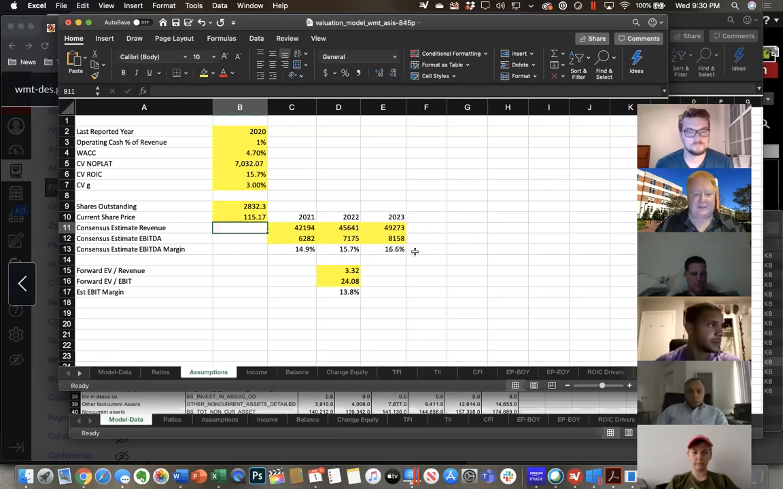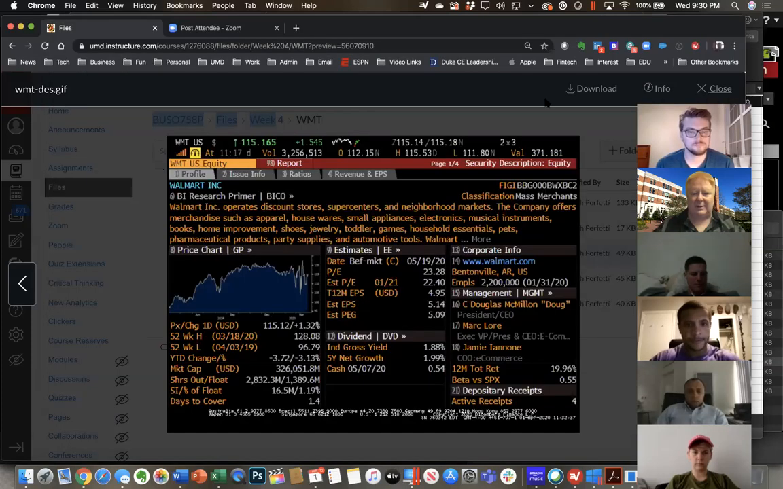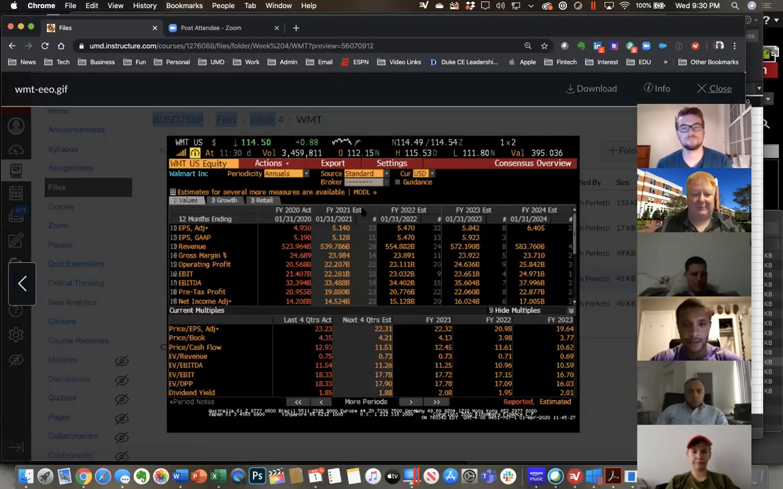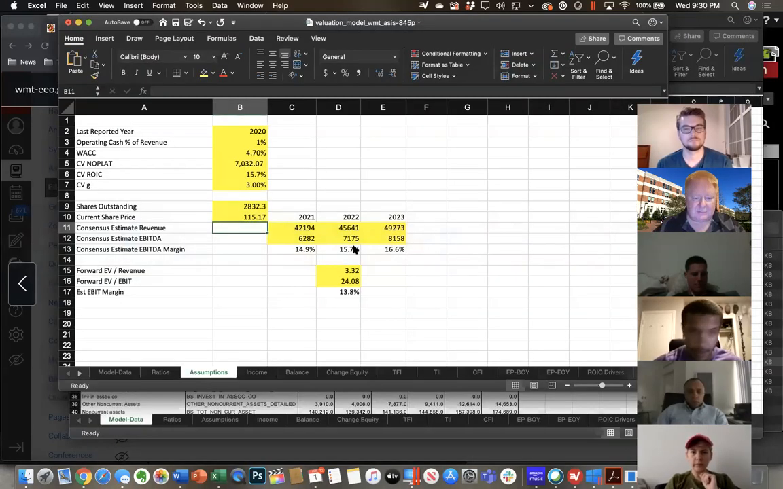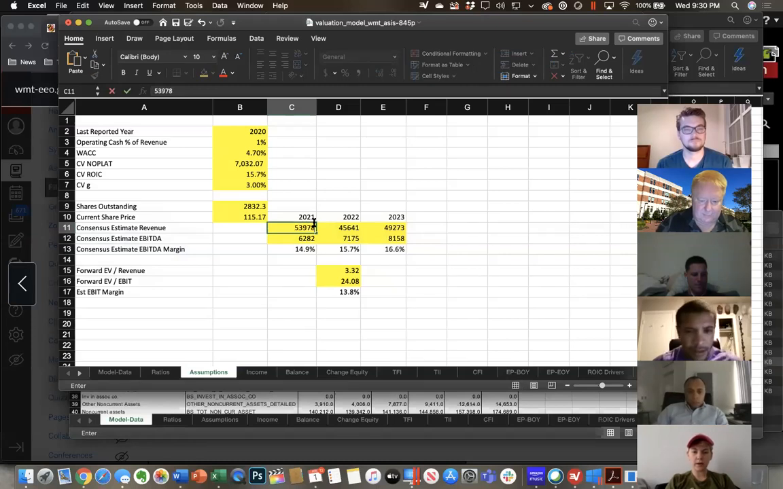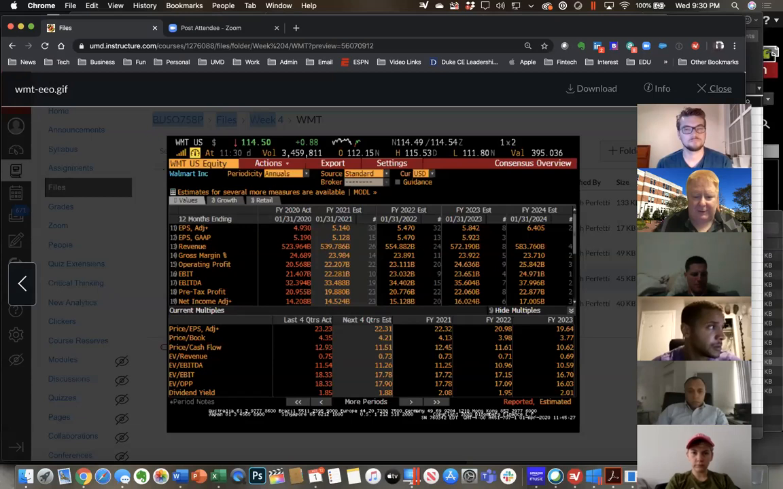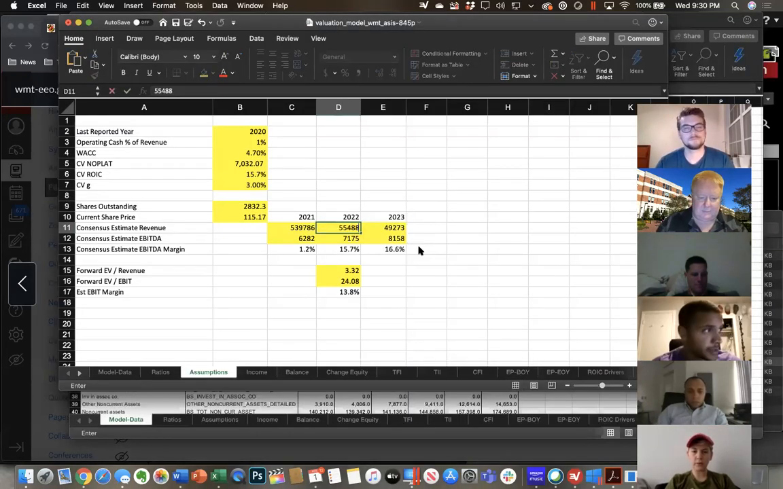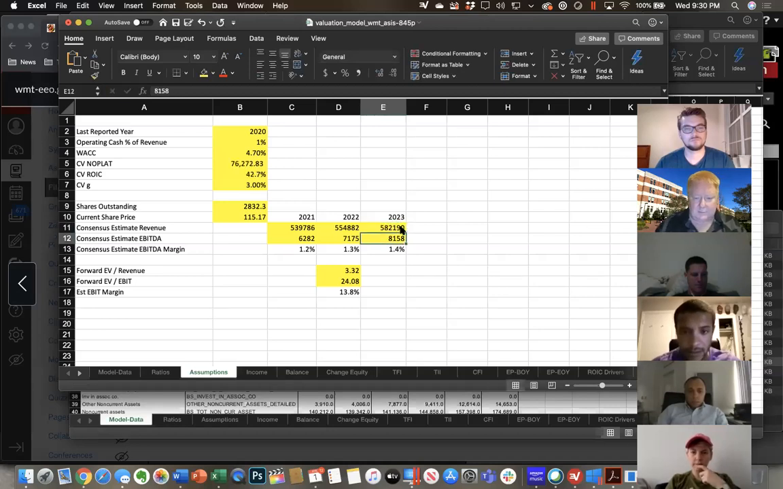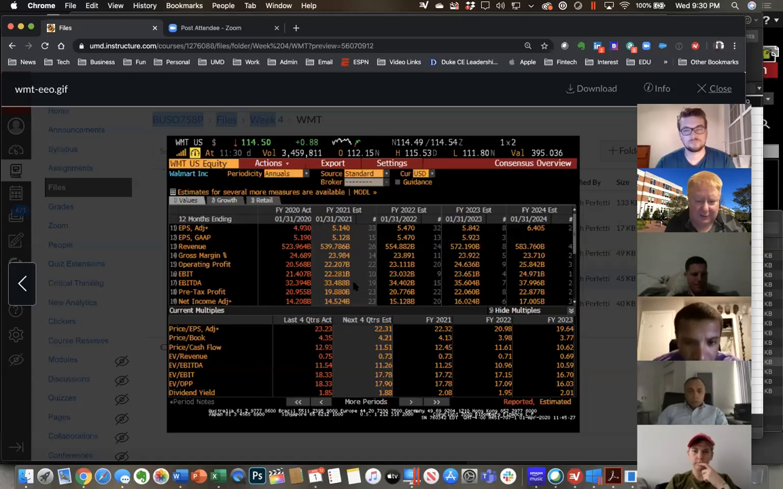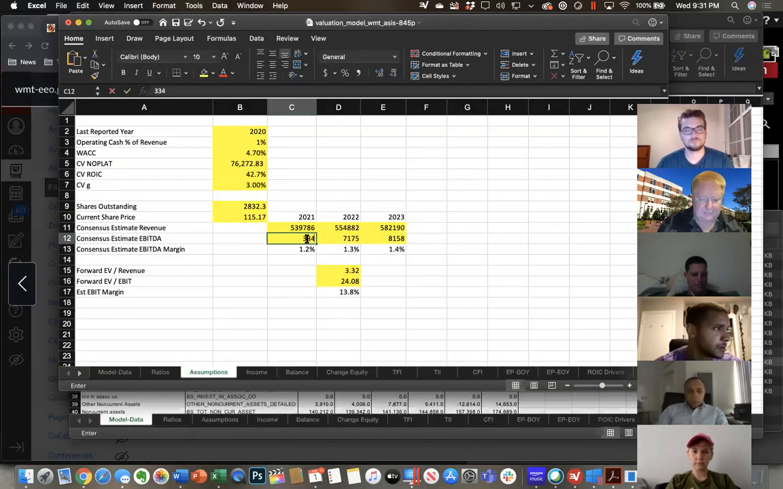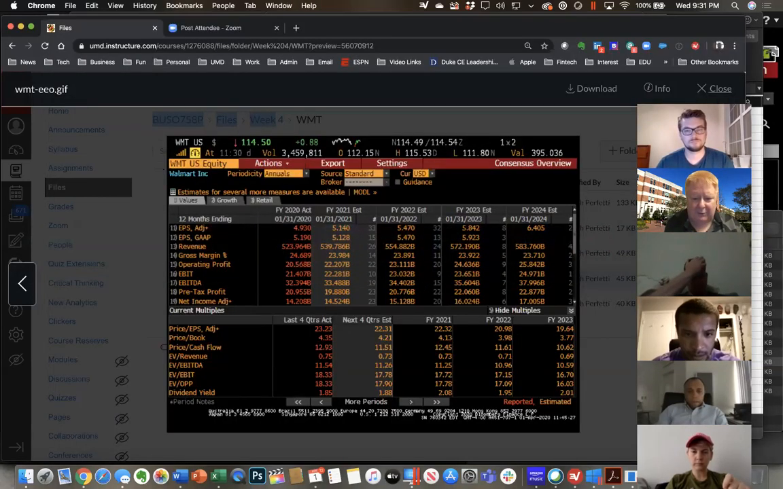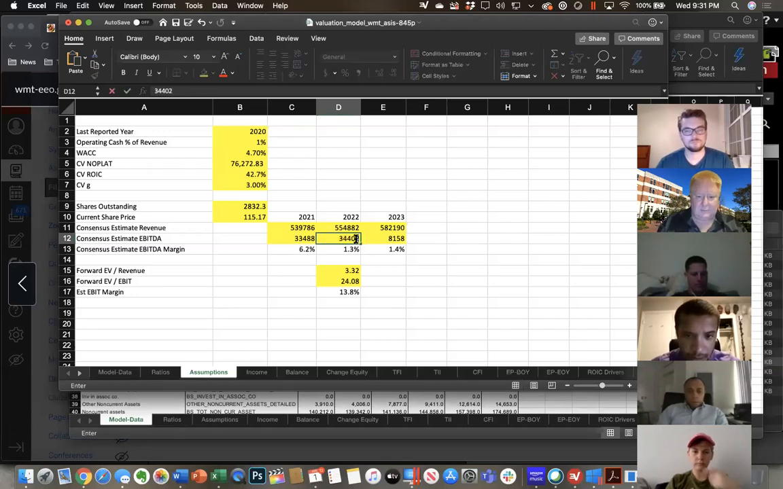And then we need to do their consensus estimates for revenue, EBITDA, and multiples. So we would go to the EEO, the earnings estimates, and see what their revenue estimates were for the next 3 years: 539 billion, 539,786. Then for 2022, their revenue would be 554,882, and then 572,190. Their EBITDA for 2021 would be 33,488. For 2022, it would be 34,402. And for 2023, it would be 35,604.